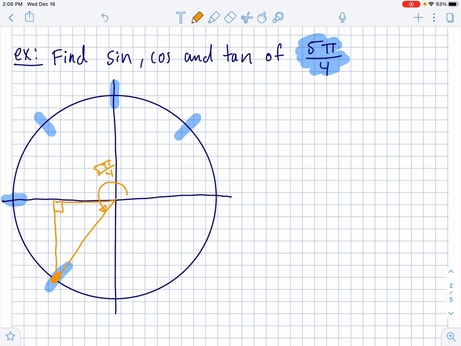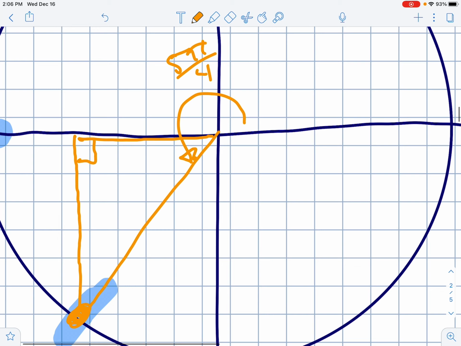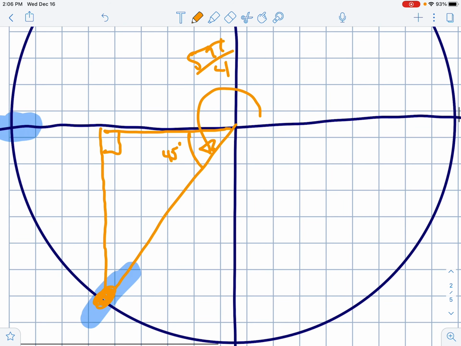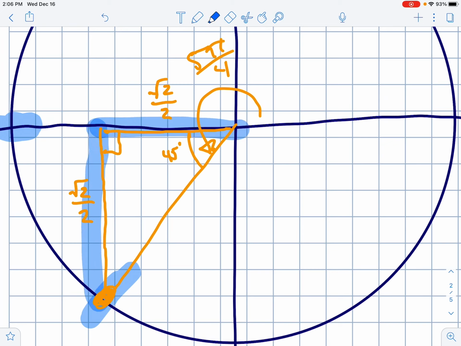Now, pi over 4 has a reference angle of 45 degrees. So that means this angle is 45 degrees, and so would the other angle in the triangle be 45 degrees. So the sides of the 45, 45, 90 triangle are root 2 over 2 and root 2 over 2. But please notice that both this side and this side are in the negative x direction and the negative y direction. So both of these are going to be negative.